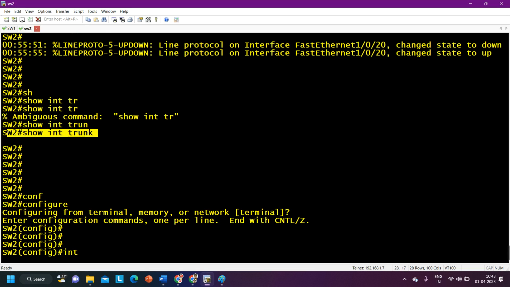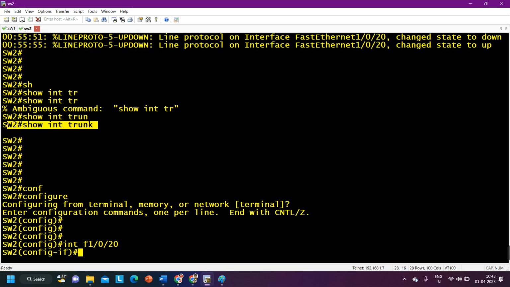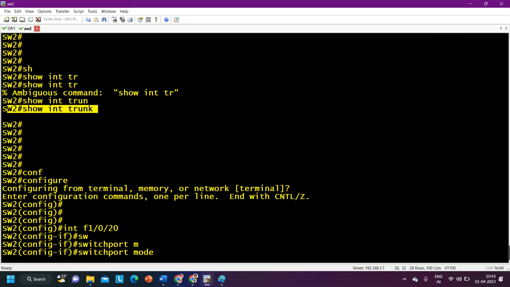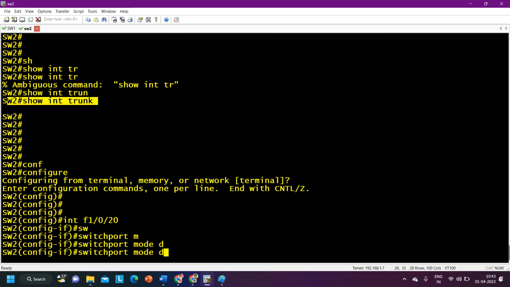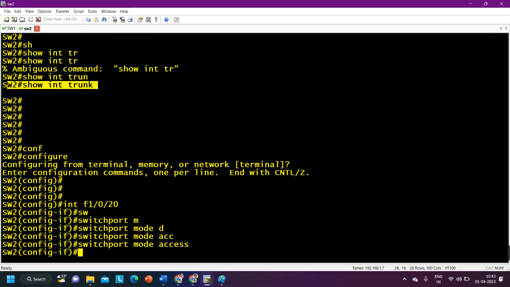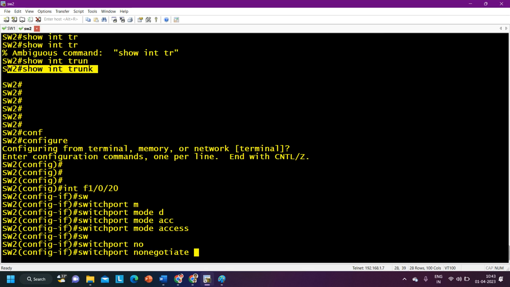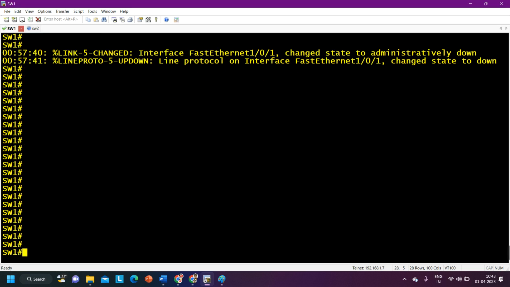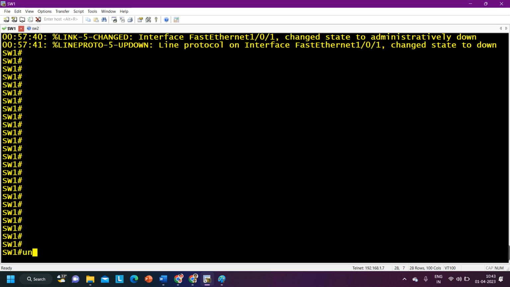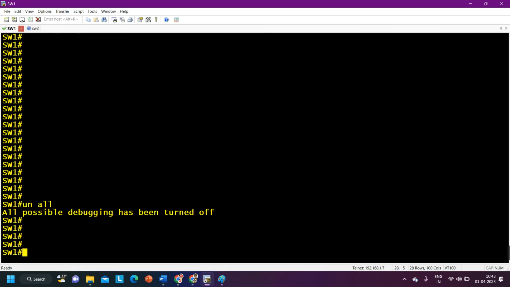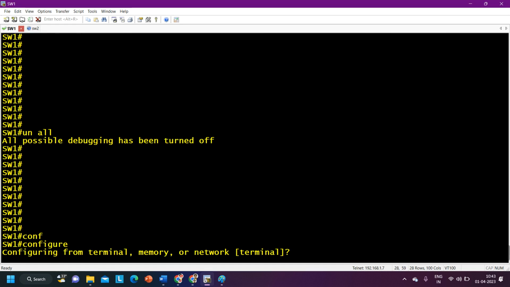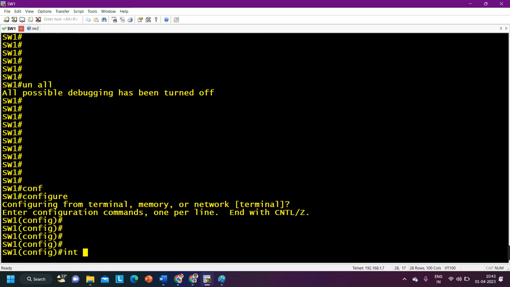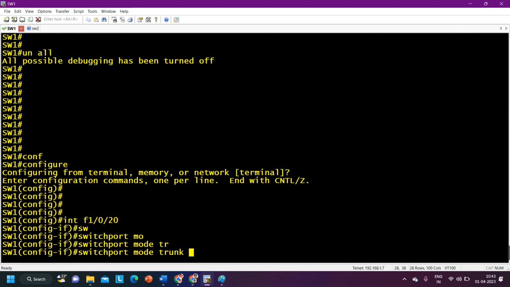So interface f1/0/20, say switch port mode, let's say what? Dynamic, not dynamic desirable, let's say access, and say switch port nonegotiate. Right, this switch is also not going to send any DTP message. Okay, debugging is on for DTP, so let me disable debugging as well. And now here on switch number 1 I am going to configure trunking. Interface f1/0/20 and say switch port mode trunk.